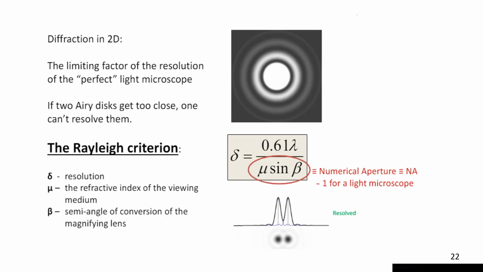In the case of diffraction in 2D, this is the limiting factor of the resolution of the perfect light microscope. If two Airy disks get too close, one can't resolve them. According to the Rayleigh criterion of resolution, two point sources can just be resolved if they are separated in the image by a distance del equal to the radius of the Airy disk. Here del is the resolution, mu is the refractive index of the viewing medium, and beta is the semi-angle of convergence of the magnifying lens.